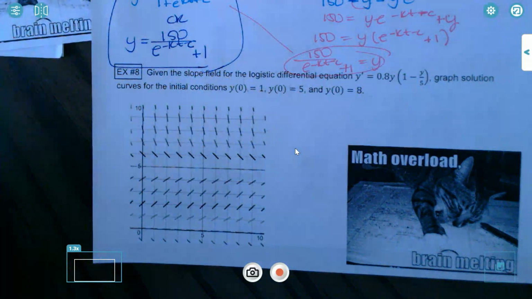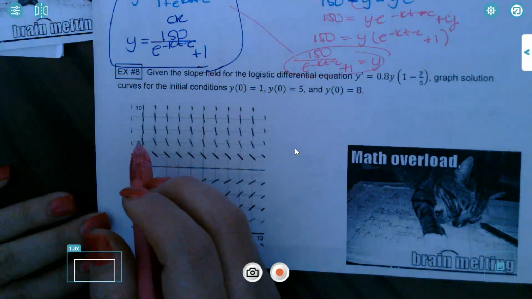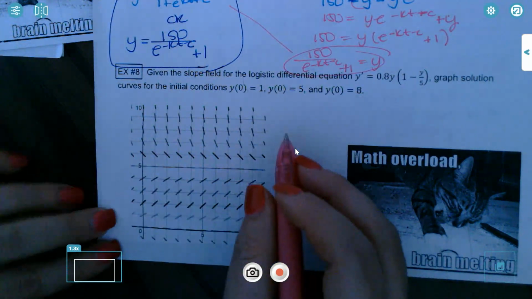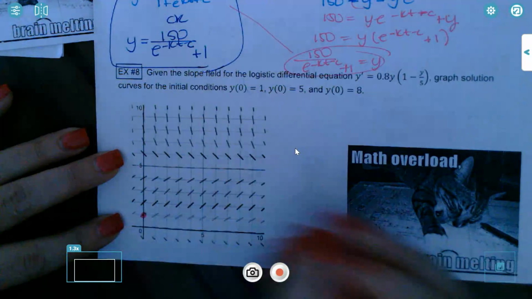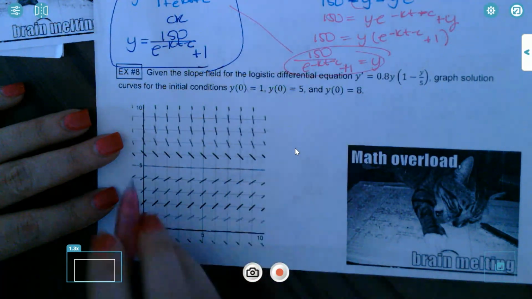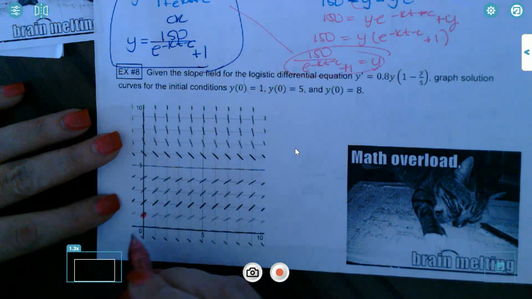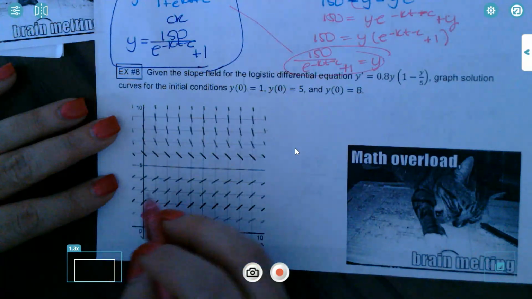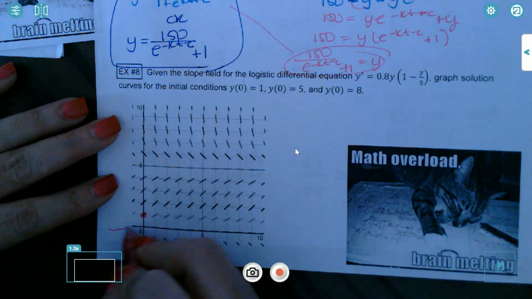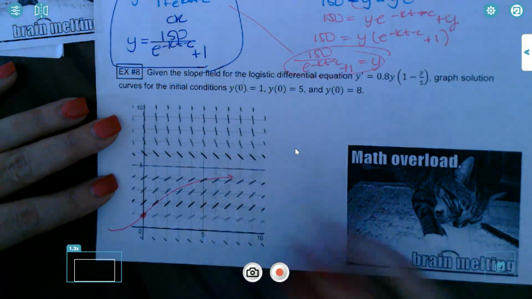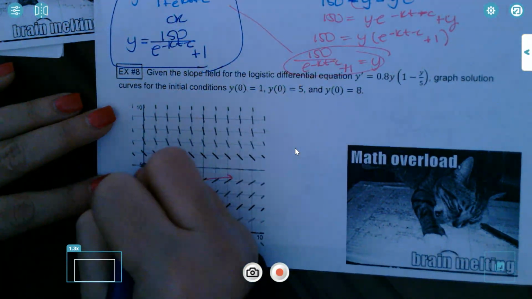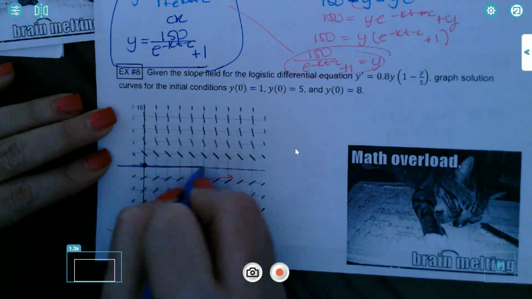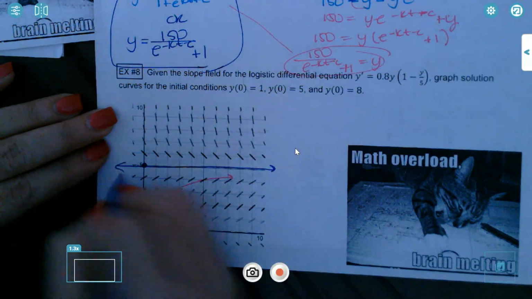So all I'm going to do here is go into my graph. y of 0 equals 1 means the ordered pair 0, 1. So 0, 1 is right here. And this looks like a pretty defining line for me. So ultimately what I'm trying to do is follow along. 0, 5 is right here. Through that point, it looks like we're just going straight through.